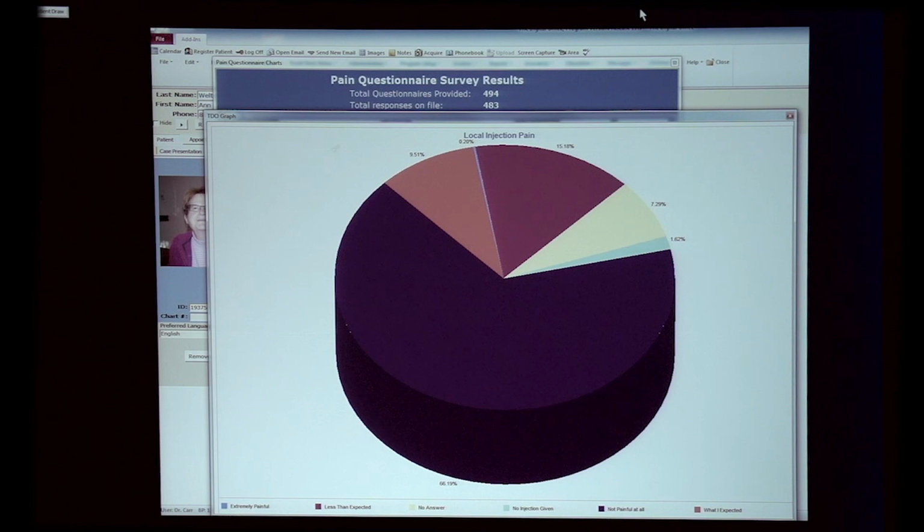It also grades your front office staff. It also grades your case presentation skills: Mrs. Jones, how well did you feel the procedure was explained to you? So these things are very, very powerful when you're starting your practice. These are actually numbers from our practice. We measure how painful the local anesthesia was, and how much pain you had after a procedure.